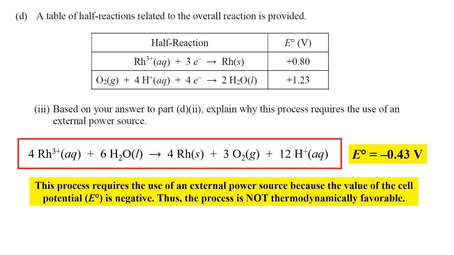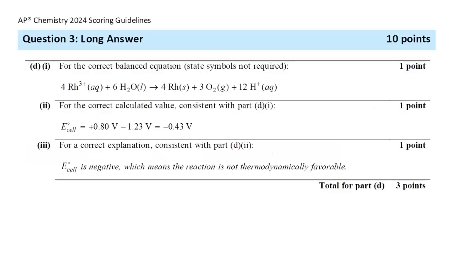Now, what you should see on this next slide are the official scoring guidelines for part D. There's the balanced net ionic equation. That was worth 1 point. And then part DII, there's that negative cell potential, negative 0.43 volts. And then part DIII, the cell potential is negative, which means that the reaction is not thermodynamically favorable. So 3 separate points were awarded for part DI, II, and III.